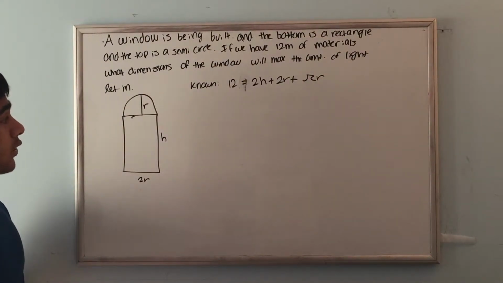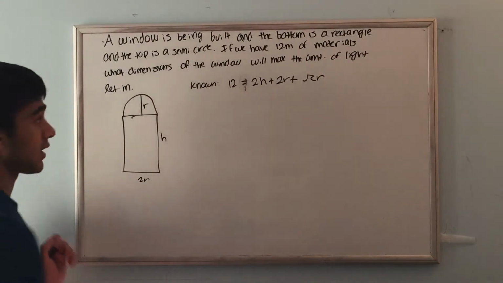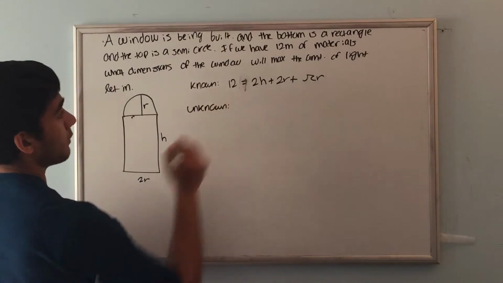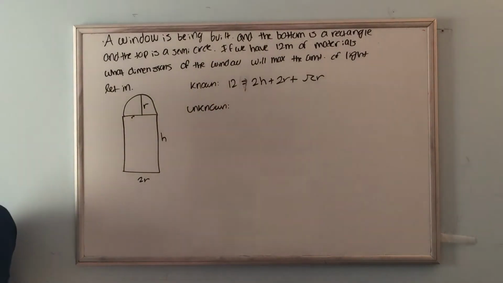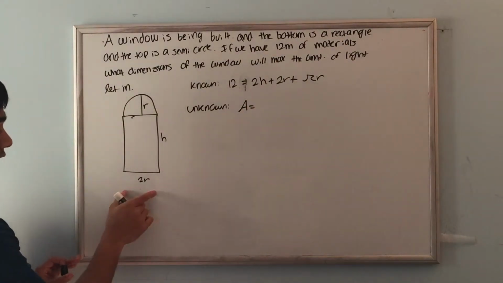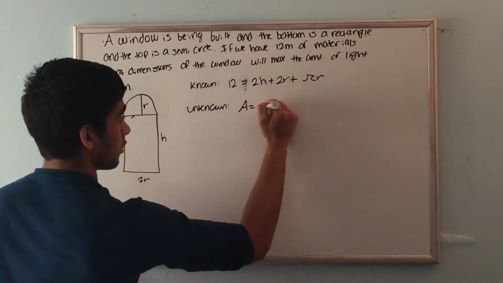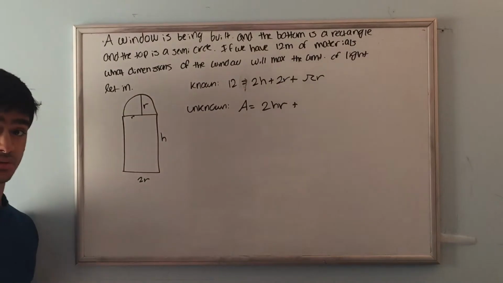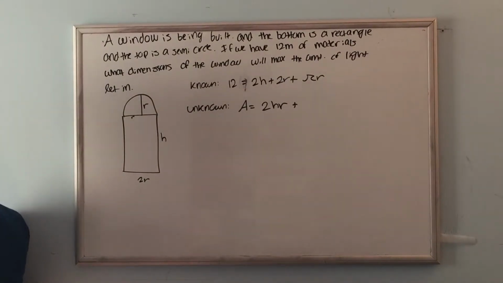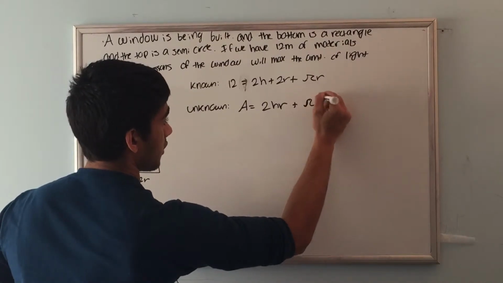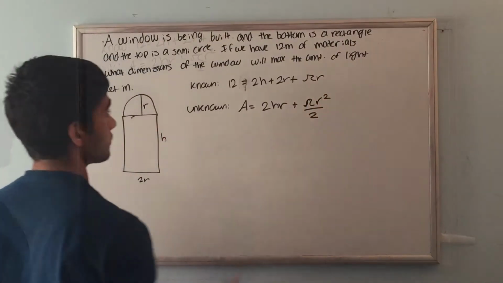So now our unknown equation is the equation we want to maximize. Since we want to maximize the amount of light let in, we want to maximize the area, so we need to find the area of this entire figure. So area equals the area of the rectangle, which is 2r times h, so 2hr, plus the area of the semicircle. The area of a circle is pi r squared, so the area of a semicircle is pi r squared divided by 2. So plus pi r squared divided by 2.